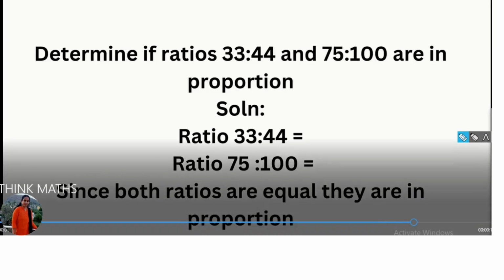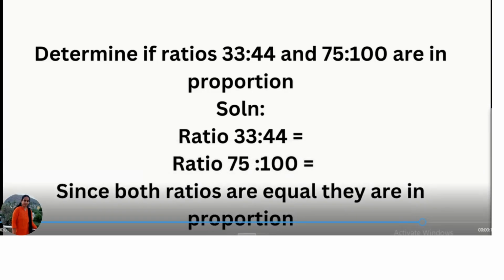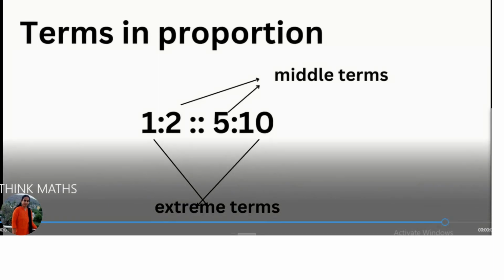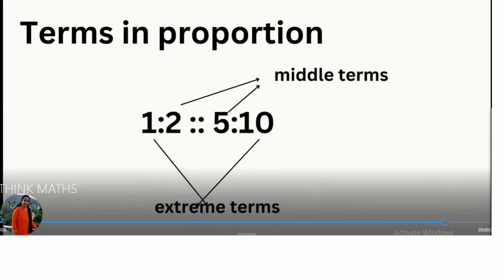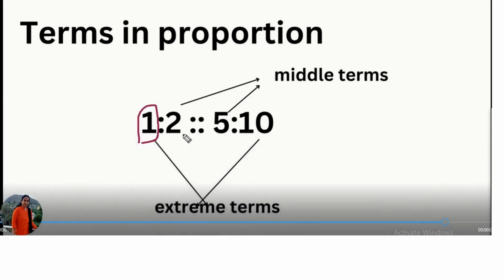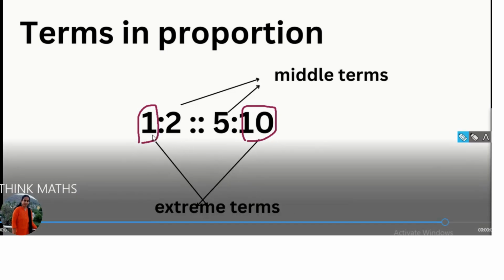So the next topic is: what are the terms in proportion. Okay, so this 1 and 10 are called the extreme terms, and 2 and 5 are called the middle terms. Okay, so this 1 and 10 are called extreme terms, and 2 and 5 are called the middle terms.